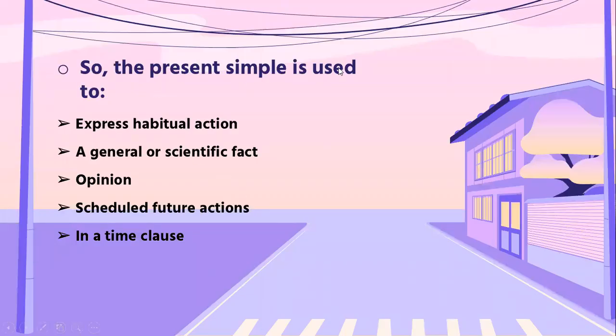So the present simple is used to, as we were saying, express habitual actions, a habit, a general or scientific fact, an opinion, scheduled future actions, and in a time clause. So in these cases, we use the present simple tense.